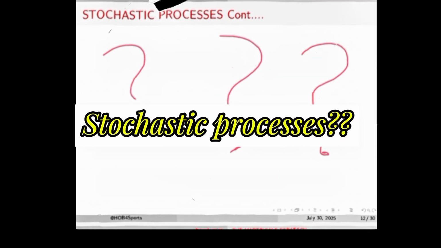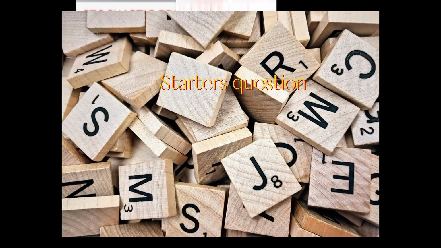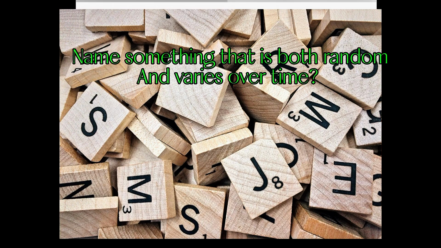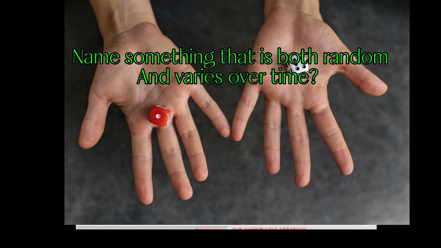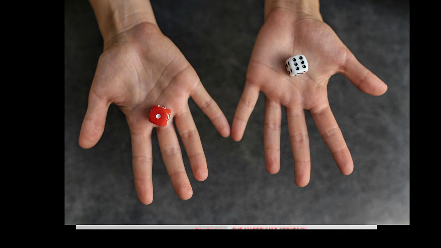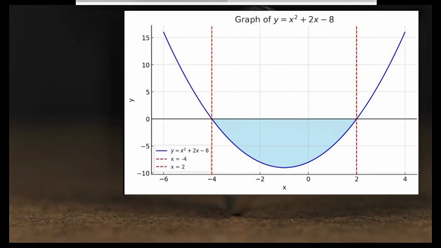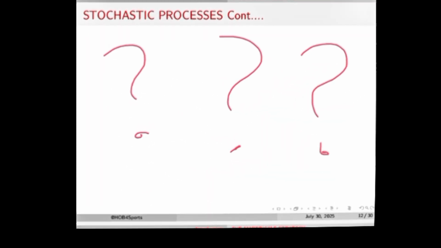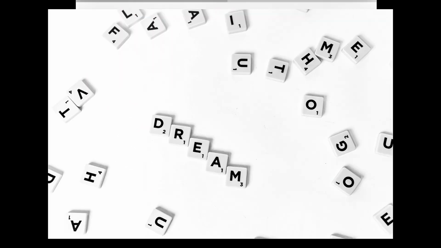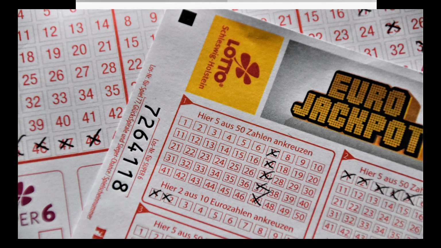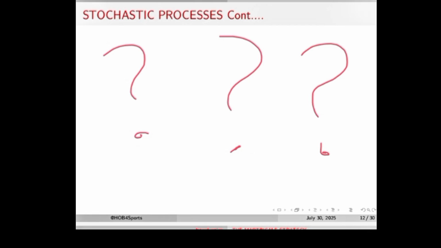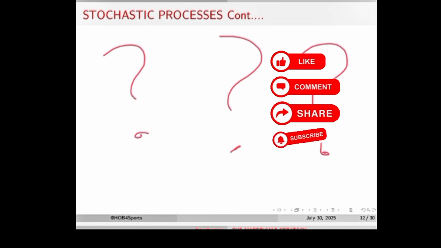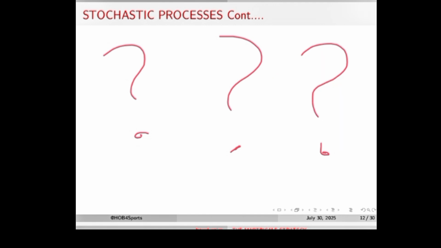Stochastic processes. Starter question. Name something that is both random and varies over time. Does the randomness depend on the history of the process or only on the current state? So, a sequence of random outcomes dependent on time is called a stochastic process.